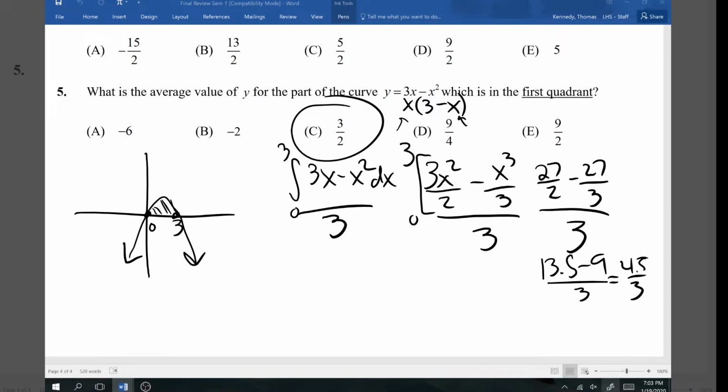Yeah, that's that one. So both of those had a wrinkle in them. 5 required you to draw a picture to know what your bounds were or how to even set up the problem. And 3 required you to realize that you had to take an antiderivative to find the correct or pertinent equation.